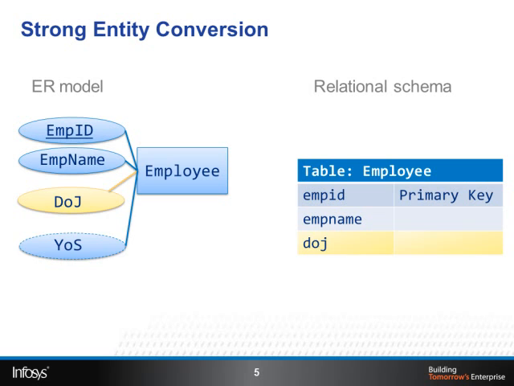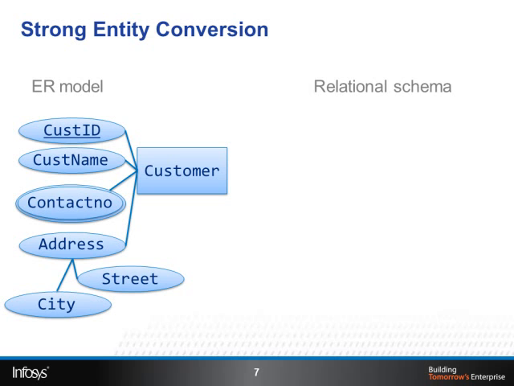Now the attribute, years of service, can be calculated from the value in the attribute, date of joining. Therefore, the attribute, years of service, is ignored in the relational model. Thus, the entity, employee, is represented as a table with three columns: employee ID, employee name, and date of joining in the relational model. Let's take a look at another example of a strong entity, customer.